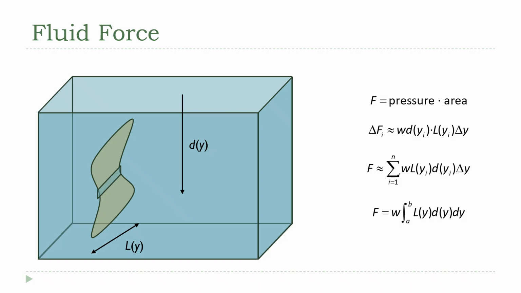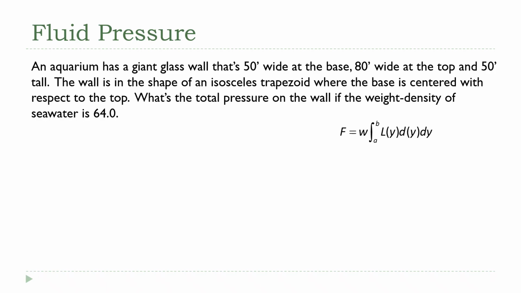Okay, so let's take a look at an example. I have an aquarium and it has a giant glass wall that's 50 feet wide at the base, 80 feet wide at the top, and 50 feet tall. So the wall is in the shape of an isosceles trapezoid, where the base is centered with respect to the top. But it's kind of upside down.